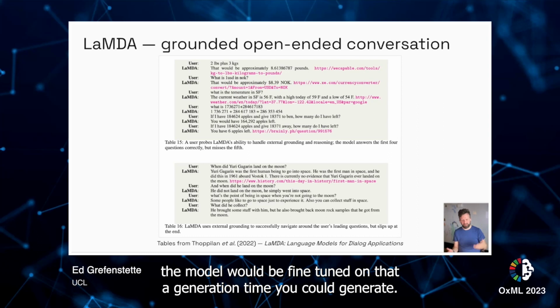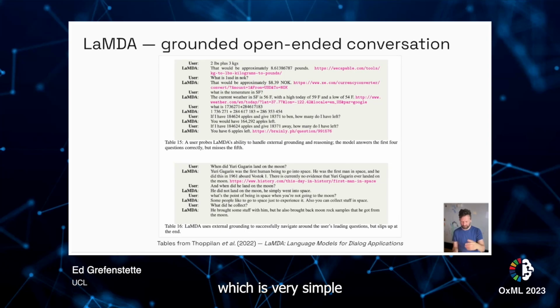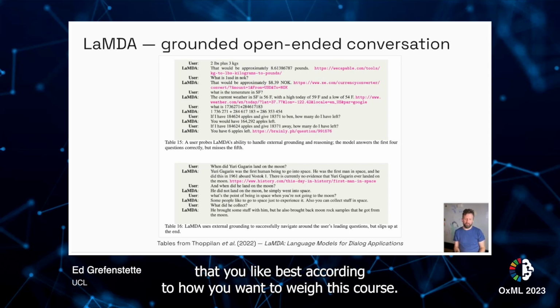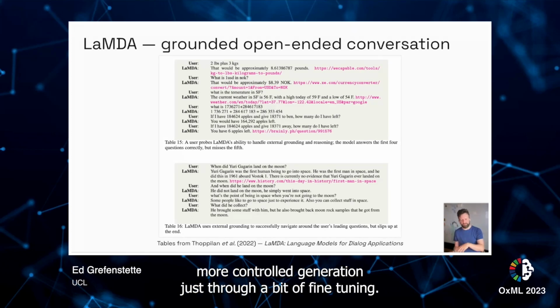Then at generation time, you could generate some candidates, have the model score them by pretending to be a discriminative model, which is very simple to do with a generative model, and then take the candidates that you like best according to however you want to weigh the scores. So quite a powerful idea there, to have significantly more controlled generation just through a bit of fine-tuning.